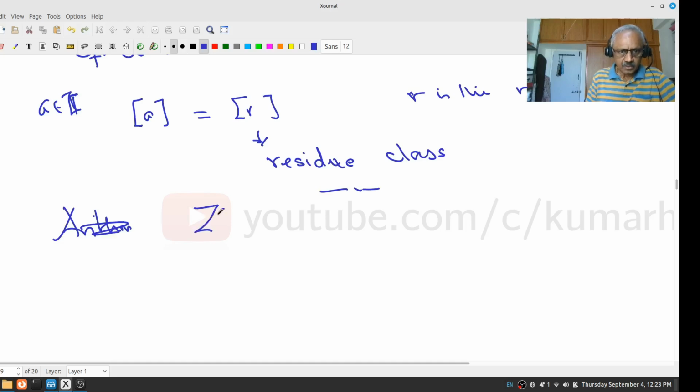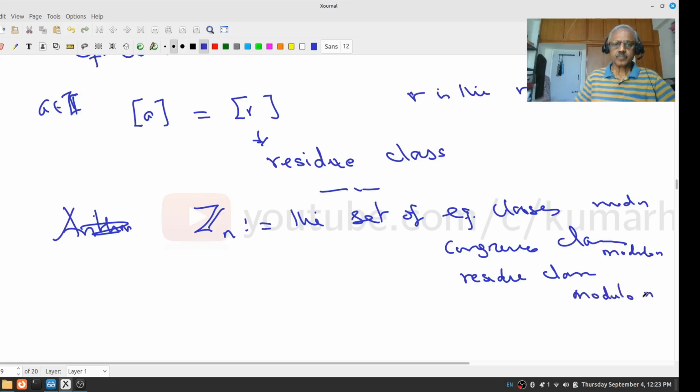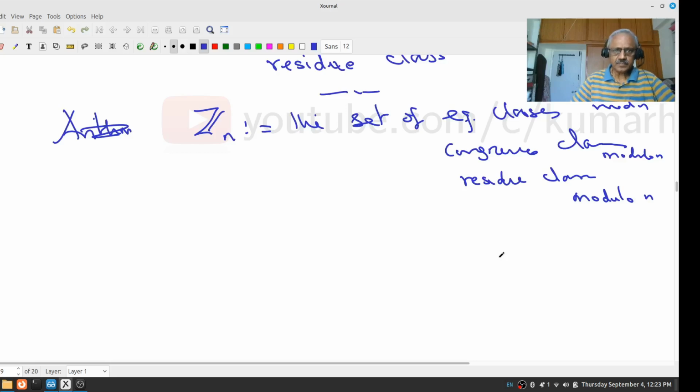So let us denote Zn, by definition, the set of equivalence classes, which is the same as the set of congruence classes. It is the same as residue classes. Equivalence classes modulo n, if you want. You will keep hearing the word modulo. And therefore, what is the size of Zn? How many elements are there? There are n elements, right? Okay, good.